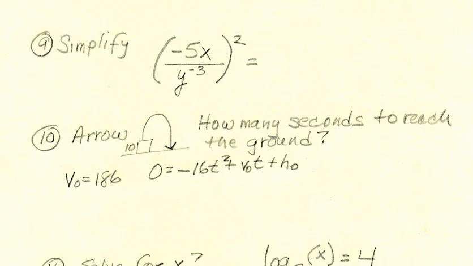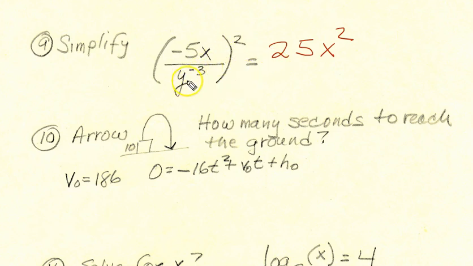Now, this is prepared to give you the variety of the kinds of things that might be on the final. So here's one where you're dealing with exponents. This one happens to be positive, and we're going to use the power rule. So negative 5 squared is 25. X squared is x squared.